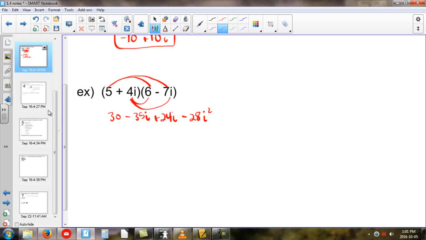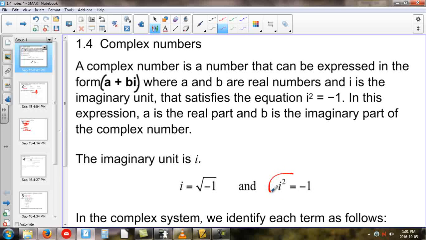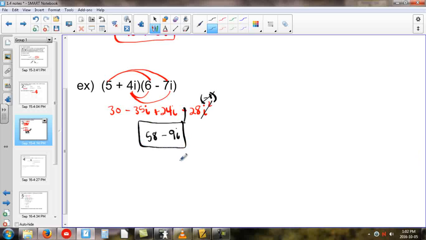The reason this matters is if we go back to our first slide, we said that whenever we saw i squared, it was equal to -1. So back to this question, we have this i squared. That means that this is really times -1. So -1 times -28 makes this plus 28. And there's no i with that 28 anymore. So 30 and 28 is 58. A -35, a positive 24 is -9i. And there's our final answer for that.